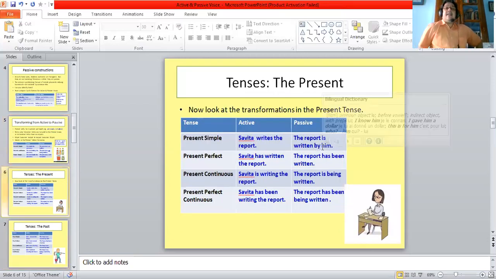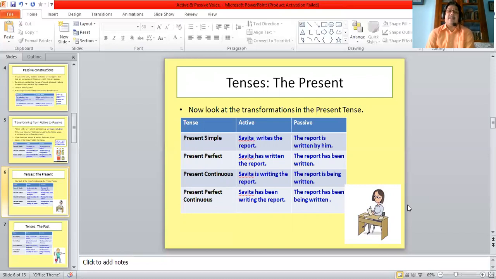Yes, the present tense first. Look at the transformations from active to passive in the present tense. For example, if you have a sentence like this in the present simple, Savita writes the report. This will become the report is written by Savita, or the report is written by her.